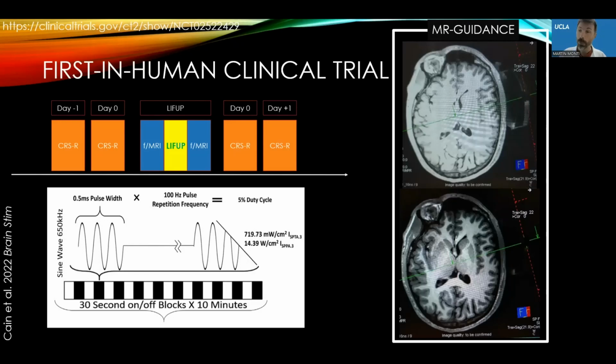Also, the way in which we administer the ultrasound pulsation is in little blocks of 30 seconds, which means we administer 30 seconds of ultrasound, and then we have 30 seconds of a break, then 30 seconds of ultrasound, and 30 seconds of break, and so on and so forth. So this means that over 10 minutes, we administer 5 minutes of ultrasound, broken in these little 30-second blocks.